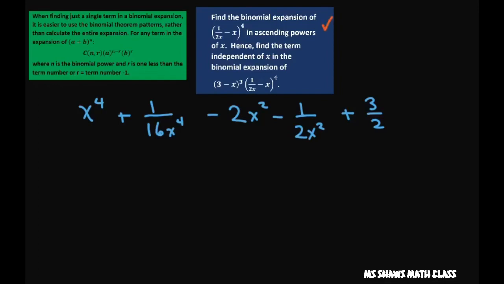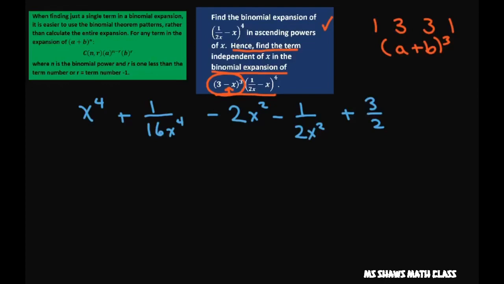So that's the first part. Now we have to find the term independent of x in the expansion of this whole expression. So now I have to do this one. So for 3, it's basically 1, 3, 3, 1 for Pascal's triangle. That's when you have a plus b cubed. We still have this negative, so let me expand this one.